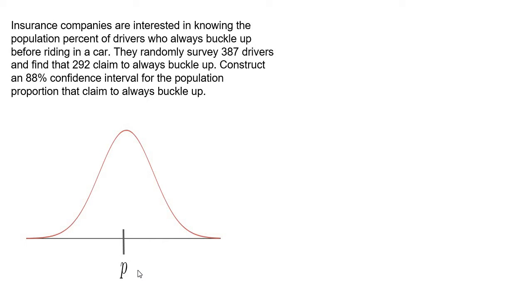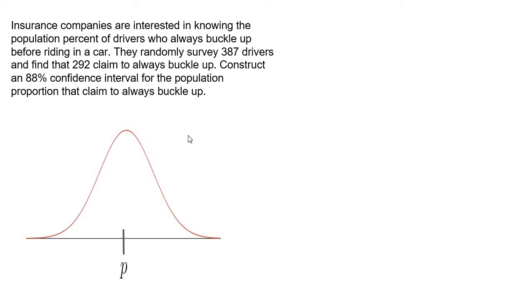All right, we got one more example of a confidence interval here for proportions. Insurance companies are interested in knowing the population percent of drivers who always buckle up before riding in a car. They randomly survey 387 drivers and find that 292 claim to always buckle up. Construct an 88% confidence interval for the population proportion that claim to always buckle up.